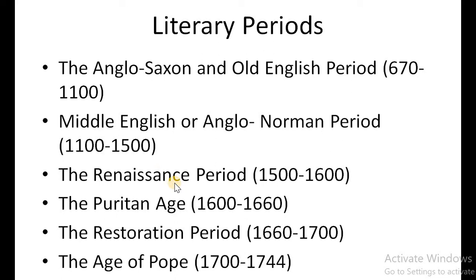Then we have the Renaissance period, from 1500 to 1600 AD. The Puritan age extends from 1600 to 1660. The Restoration period is from 1660 to 1700. And then there is the Age of Pope, 1700 to 1744. So what we have to cover today are these two periods, the Anglo-Saxon or Old English period and the Middle English or Anglo-Norman period.